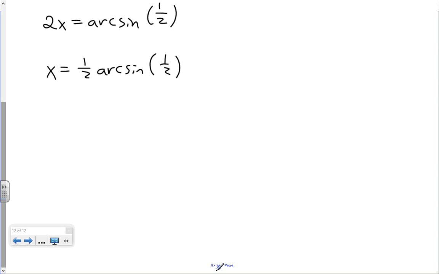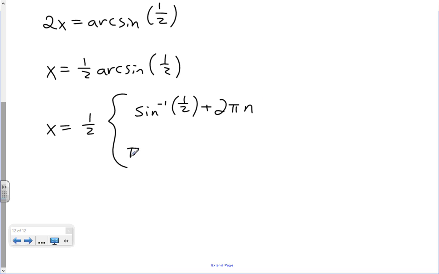All right, so let's replace arc sine with what it's equal to. I'm going to leave the 1/2 out front for just a moment, and we'll just work with arc sine, and then we'll go ahead and distribute the 1/2 through in a second. So arc sine is the sine inverse of 1/2 plus, and this is in terms of radians here, so plus 2 pi n. And then pi minus the sine inverse of 1/2 plus the 2 pi n.